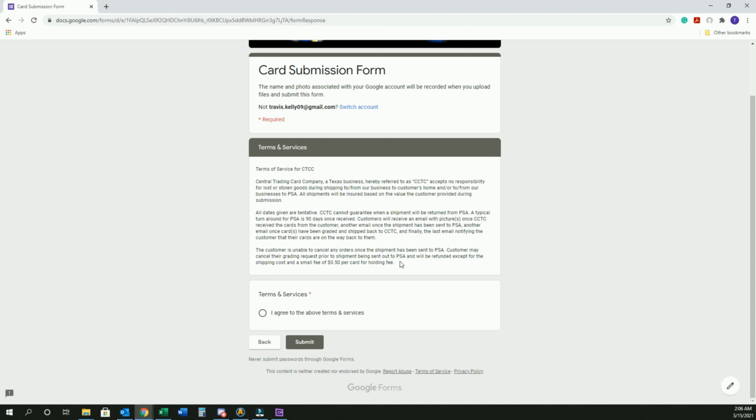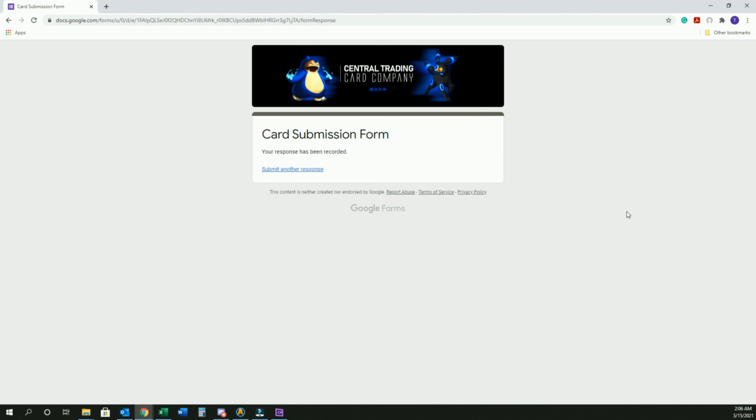There will be a 50-cent fee per card for a holding fee, basically for us doing all the work to get everything ready, and then you guys cancel it on us. All we're going to do is just take 50 cents per card, so nothing too crazy there. Just for all the work that we already done. But once you guys read through all this, agree, submit, and boom. It's just that simple. Nothing else too crazy there.